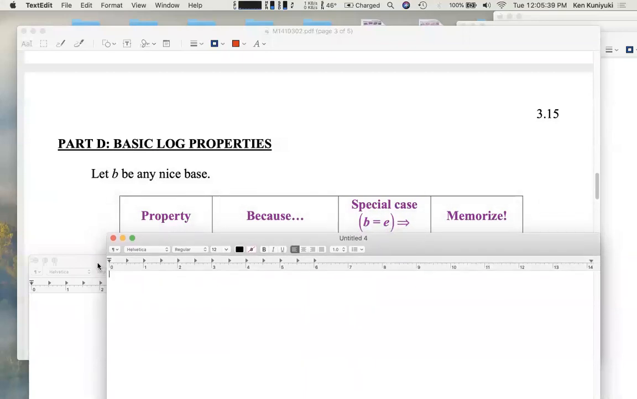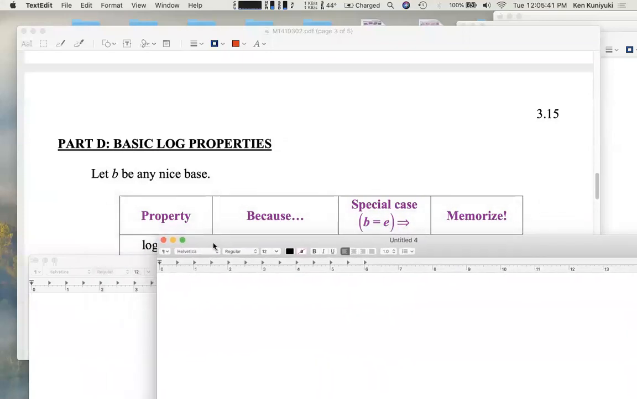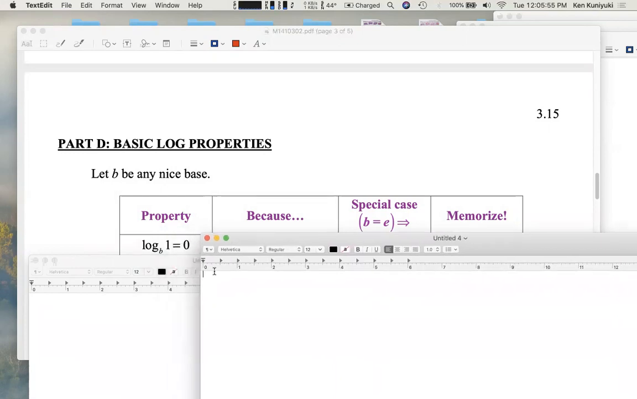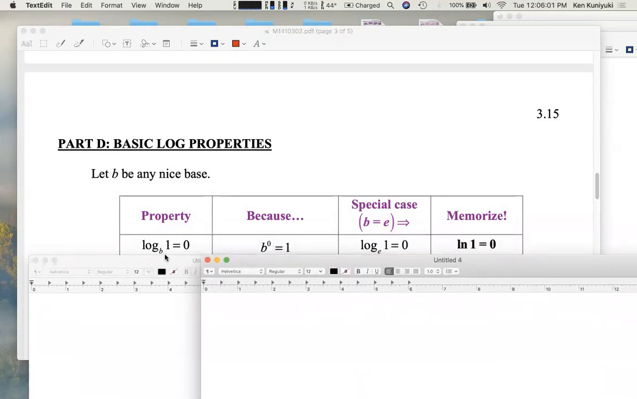So first property, log base b of 1. And again, I tend to like to put grouping symbols around the 1. b to the what is 1? b to the 0 is 1. That's true for any nice base b. So this is the log form. Here's the corresponding zigzag, the exponential form. b to the 0 is 1.